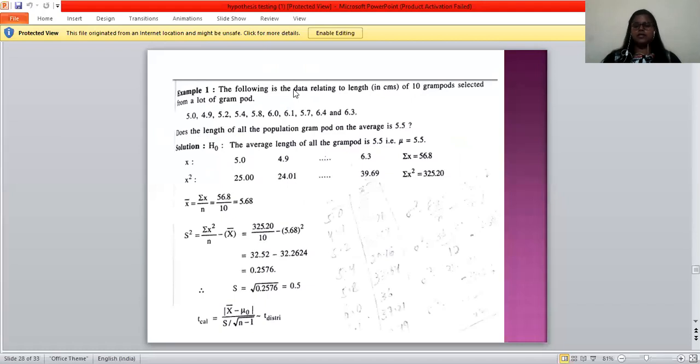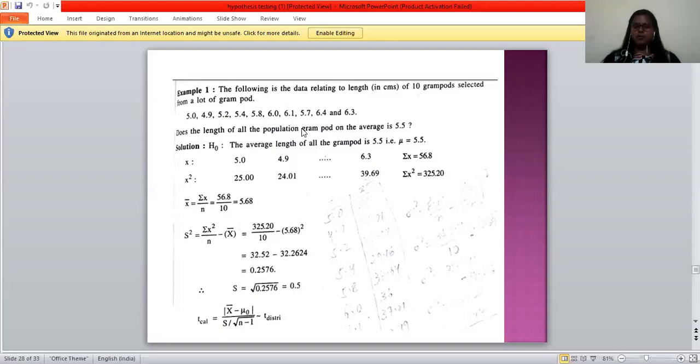Now here you can see an example. The following is the data relating to the length of 10 gram pods selected from a lot of gram pods. So in the question itself they have given how many gram pods, so your n will be 10. Each value of the length in centimeters is given.